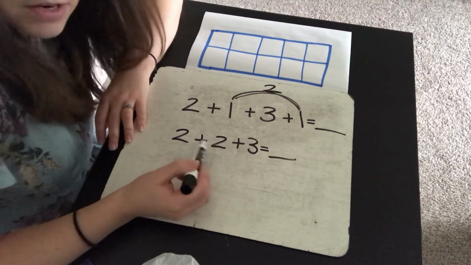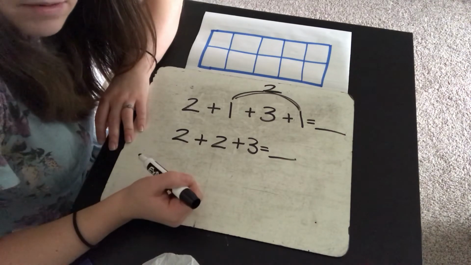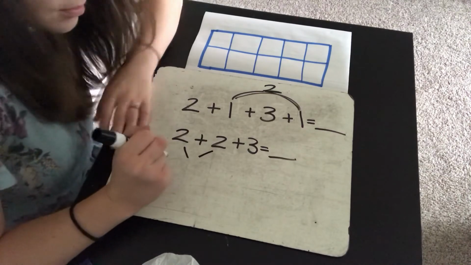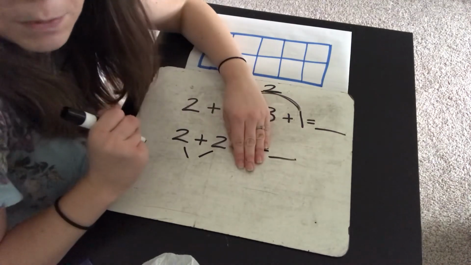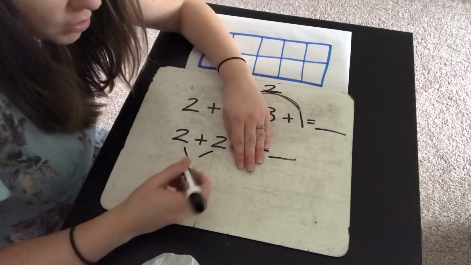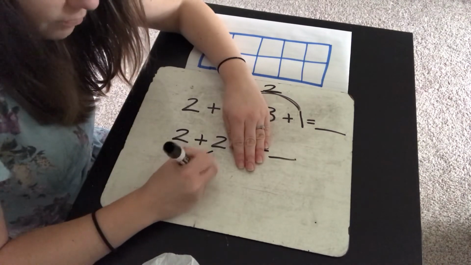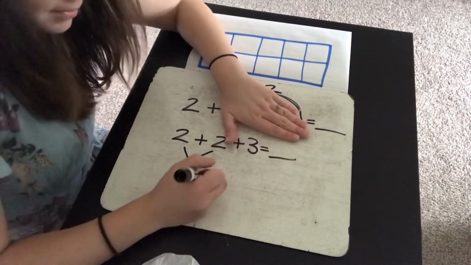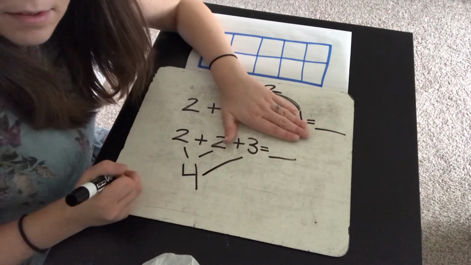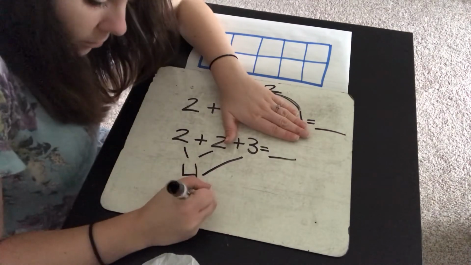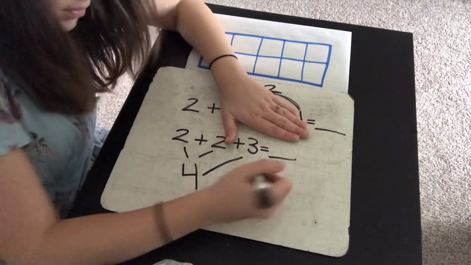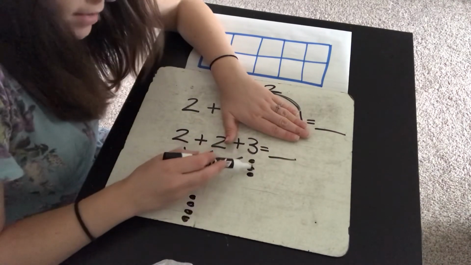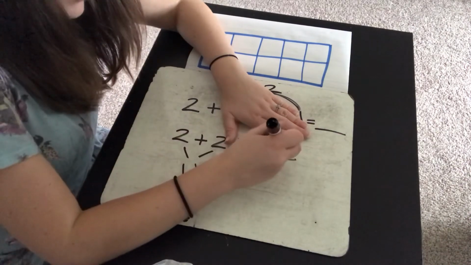Okay, now I have 2 plus 2 plus 3 equals something. Do you see any numbers here that you could put together that you know the answer already? What about 2 plus 2? So don't worry about 3 right now. What is 2 plus 2? 2 plus 2 is a double. It equals 4. Okay, and then we add in our other add-in here, 4 plus 3. If I didn't know this, I could draw a little picture. 1, 2, 3, 4, and then add 3 more. 1, 2, 3, 4, 5, 6, 7. So 4 plus 3 is 7.